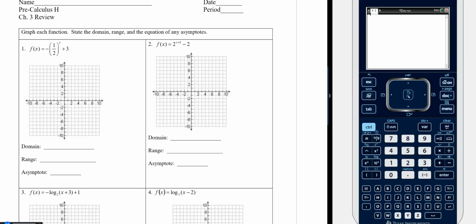Alright, welcome to the pre-calculus review for Unit 3 on exponential and logarithmic equations. Starting with number 1, graph each of the functions.